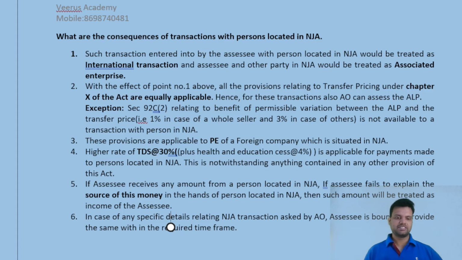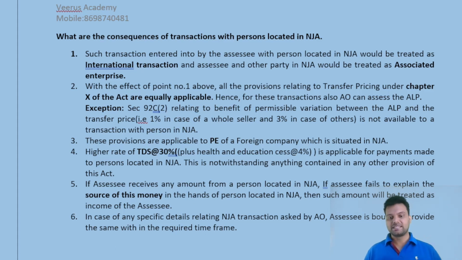So what are the consequences? The first consequence, and an interesting one, is that if you have a transaction with a person or entity located in the NJA, or even a permanent establishment located in the NJA of a foreign company. For example, the foreign company is in the USA and has a permanent establishment in the NJA, say Cyprus. And an Indian company has a contract with that PE in Cyprus. Then also it is said to be a transaction with a person in the notified jurisdictional area.